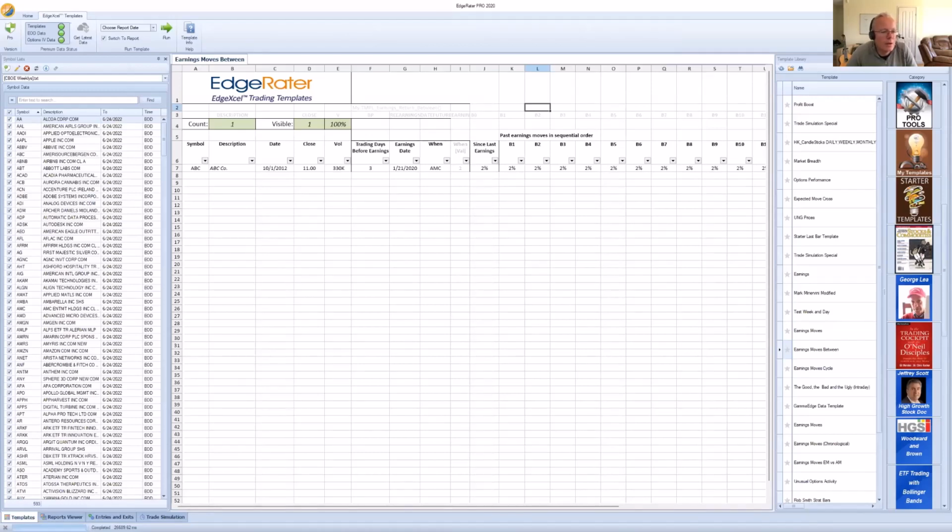Okay, so that's new template ideas. Okay, so let's have a look at the questions here. Ron Ross is asking: is there a way to test a strategy to buy TQQQ when a Heikin-Ashi candle turns green with a MACD crossover and sell when there's a red Heikin-Ashi candle? Would you be able to backtest this with EdgeRater?